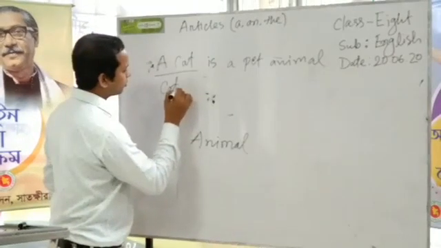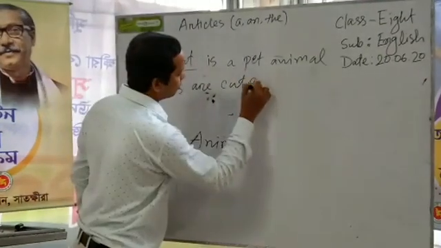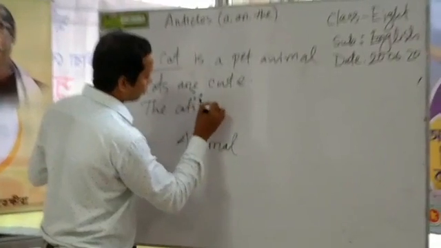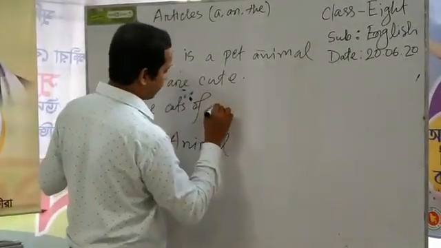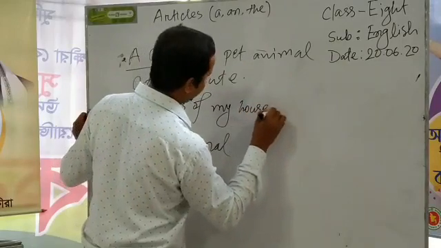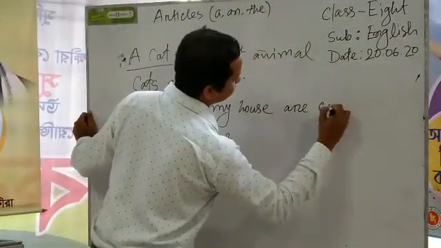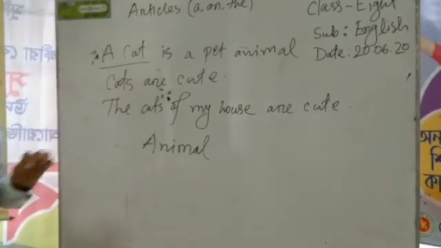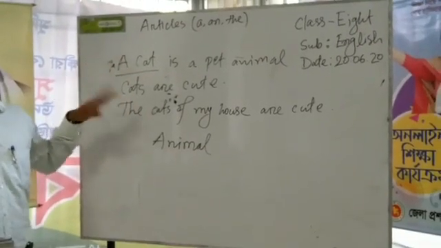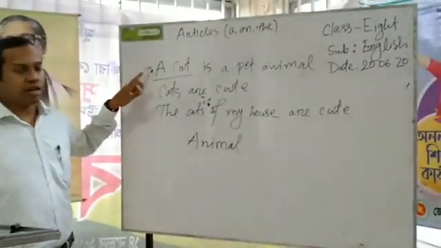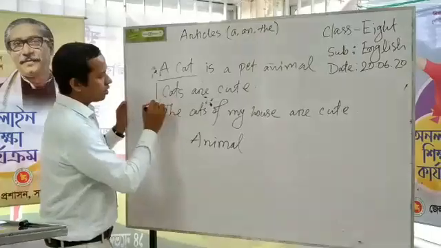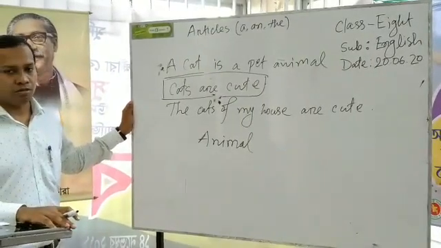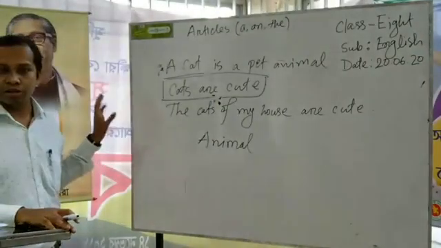Next one. Cats are cute. I have written 3 examples. First one, a cat. When it is common and singular, we use a or an. So as it has a consonant sound, I have used a here. Next one, look at this sentence very carefully. Cats. It's plural. So as it is a plural common noun, we will use zero article.